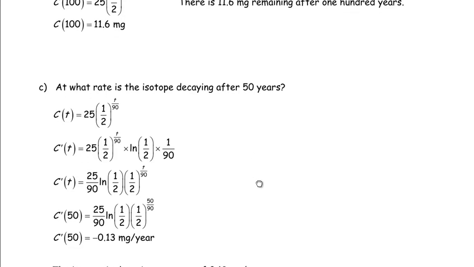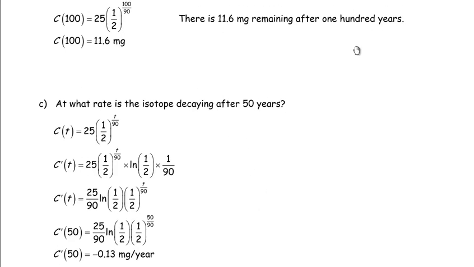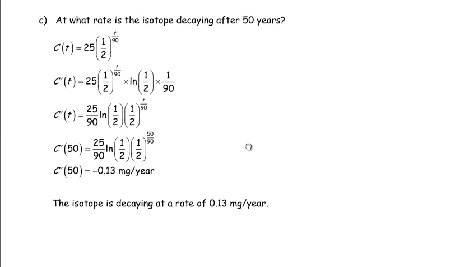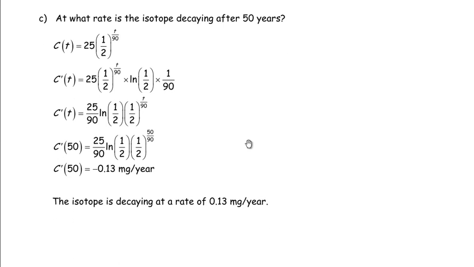So 11.6 milligrams is what's left after a century or 100 years. And in C, you're asked at what rate is the isotope decaying after 50 years. So here's our formula up here. The rate, of course, we need the derivative. So let's differentiate this function. The derivative would be the original function, multiplied by the ln of the base, and then multiplied by the derivative of the exponent.